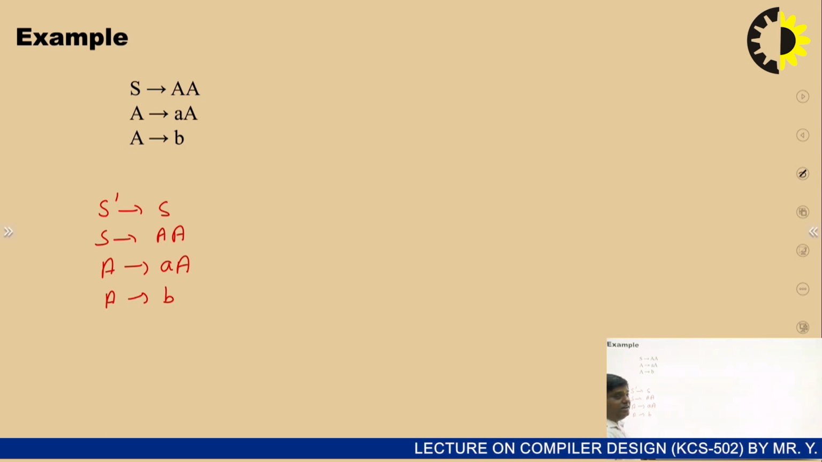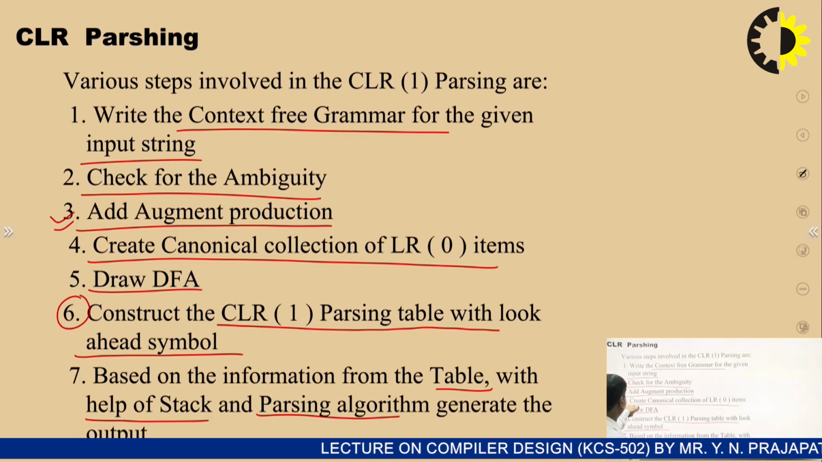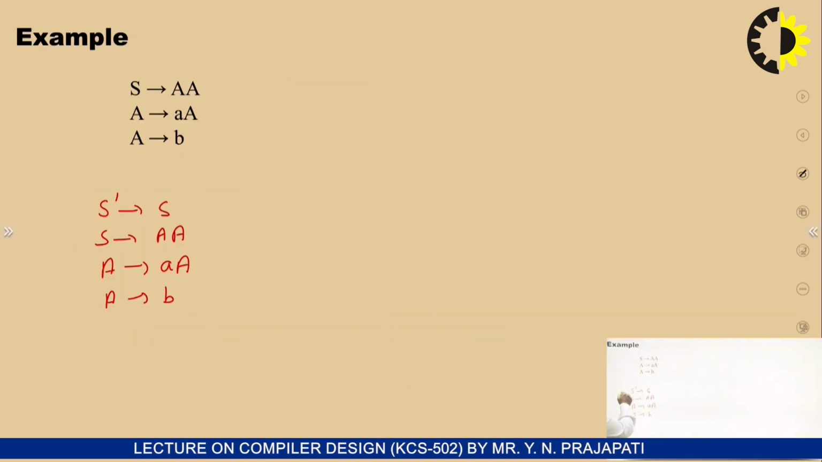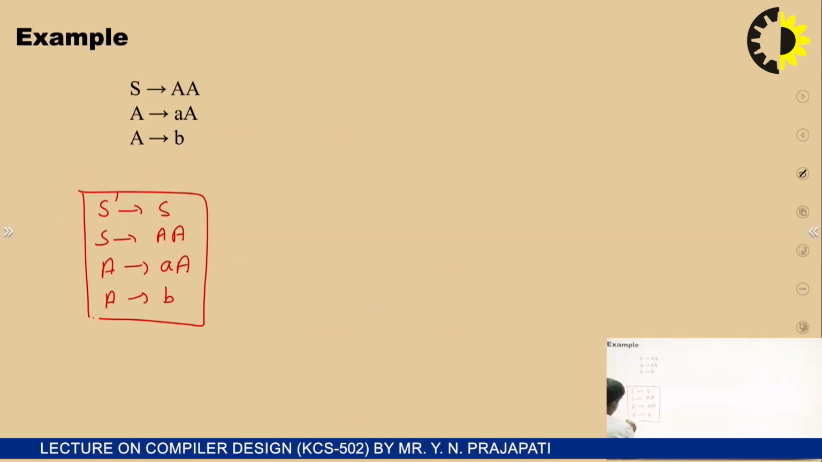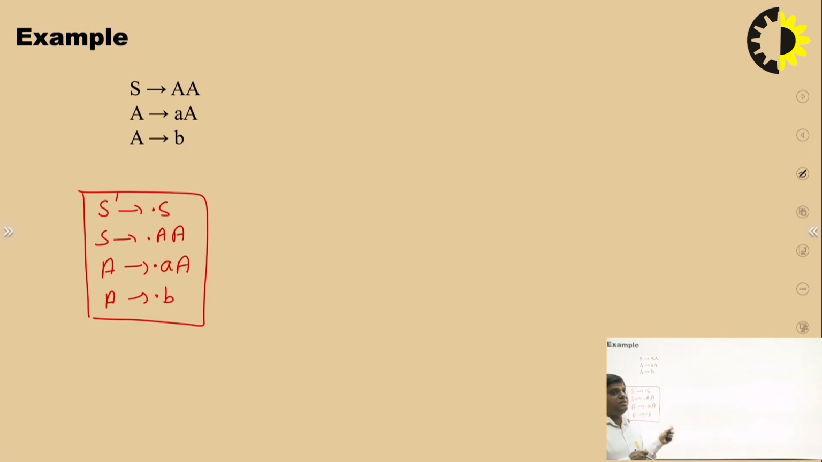What is the next step? Create a canonical collection of LR items. Add the augmented grammar. What is the canonical collection? We simply put a dot. This is the canonical collection of the LR items. Now, what is the next step? To create the DFA of this canonical collection of items with look ahead symbol in CLR parsing. What is the look ahead symbol of the first item? By default, that is the dollar.